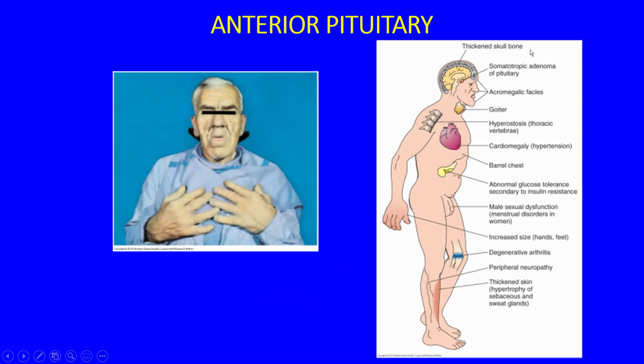Here's another example of this, as you can go right down through it: barrel chest, cardiomegaly, and of course, when you're having this enlarged heart, you're going to have also hypertension. You're also going to start seeing not only increased size of hands and feet, but you'll begin to start seeing degenerative arthritis because the body frame cannot withstand the much larger body mass. Okay?